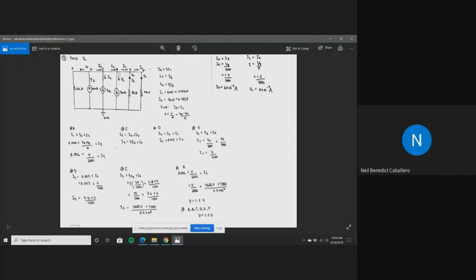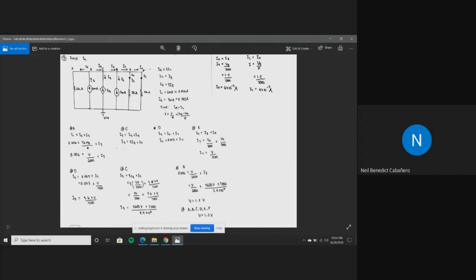So now at node D, just the same, we apply the KCL. I5 is just equal to I6 plus I7. And we know that I6 is equal to 3 milliamps, or 0.003 amperes. So now we substitute it. I5 is equal to 0.003 plus I7. So proceed to the next node. At node E, I7 is equal to I8 plus I9.